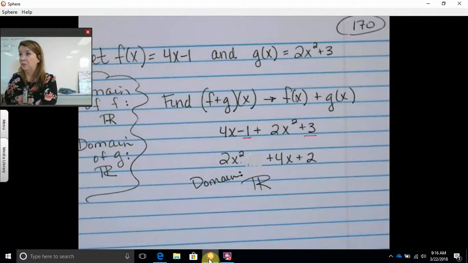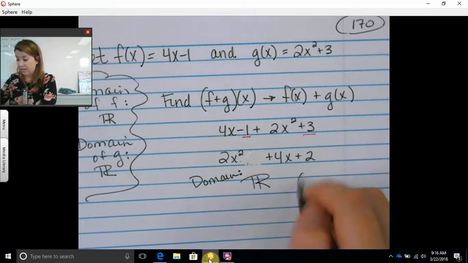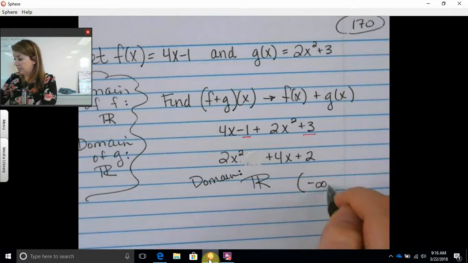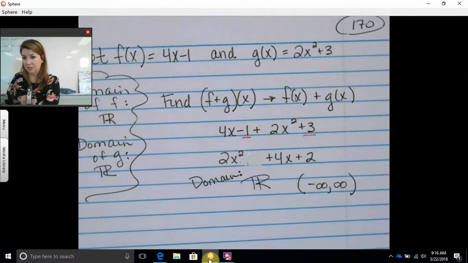Remember, another way you could say all real numbers is literally all real numbers, or you could write it as negative infinity to positive infinity. Interval notation, you could do that also. It means the same thing.